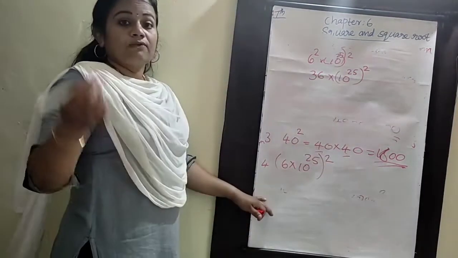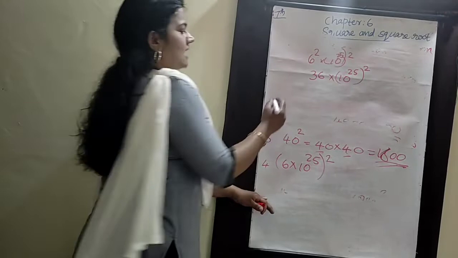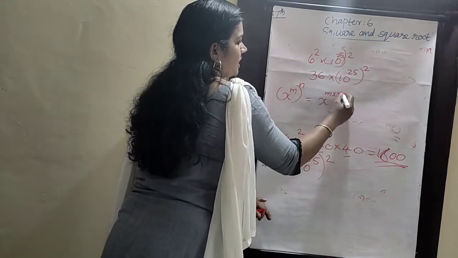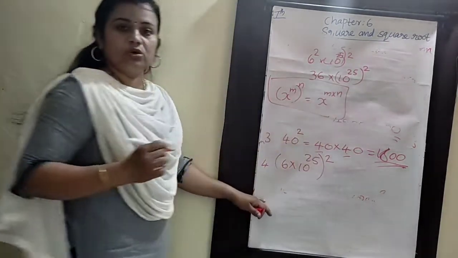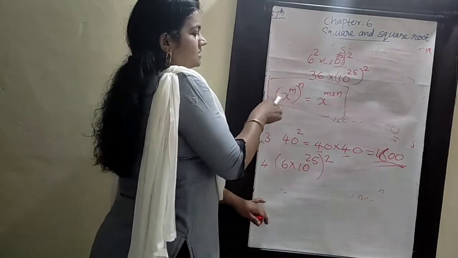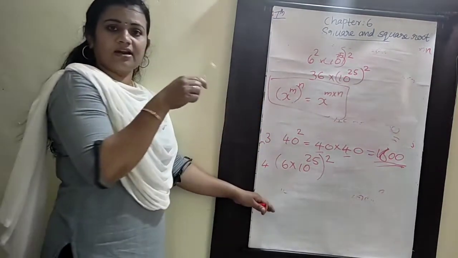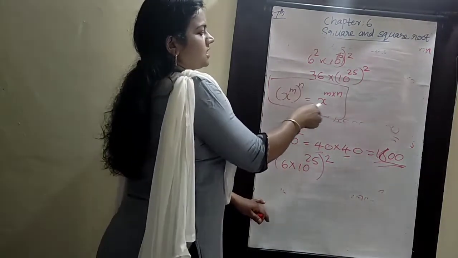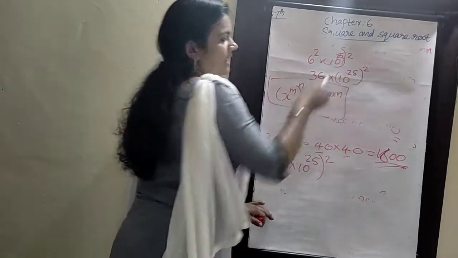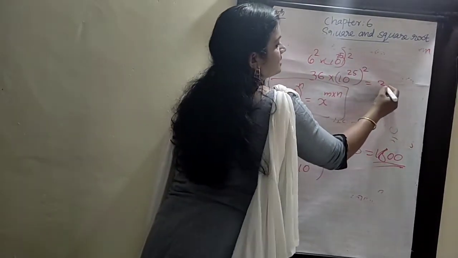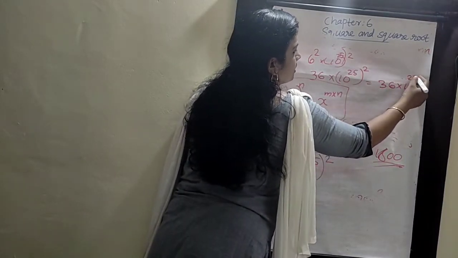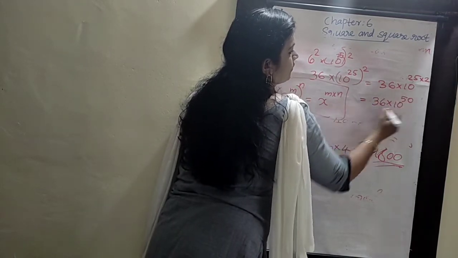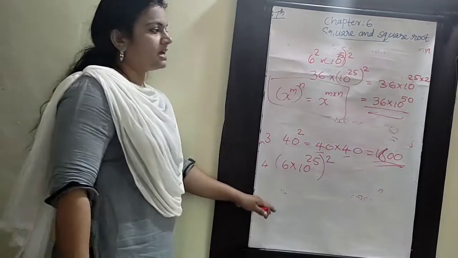How to write this? We already studied the repeated multiplication chapter. x raised to m into x raised to n is equal to x raised to m plus n. Do you remember these multiplication rules? (x raised to m) raised to n is the power of a power rule. Do you remember that? (x raised to m) raised to n is equal to x raised to m into n. The same rule applies here. So we can write 36 into 10 raised to 25 into 2, so 36 into 10 raised to 50. 25 into 2, what is the answer? 50.